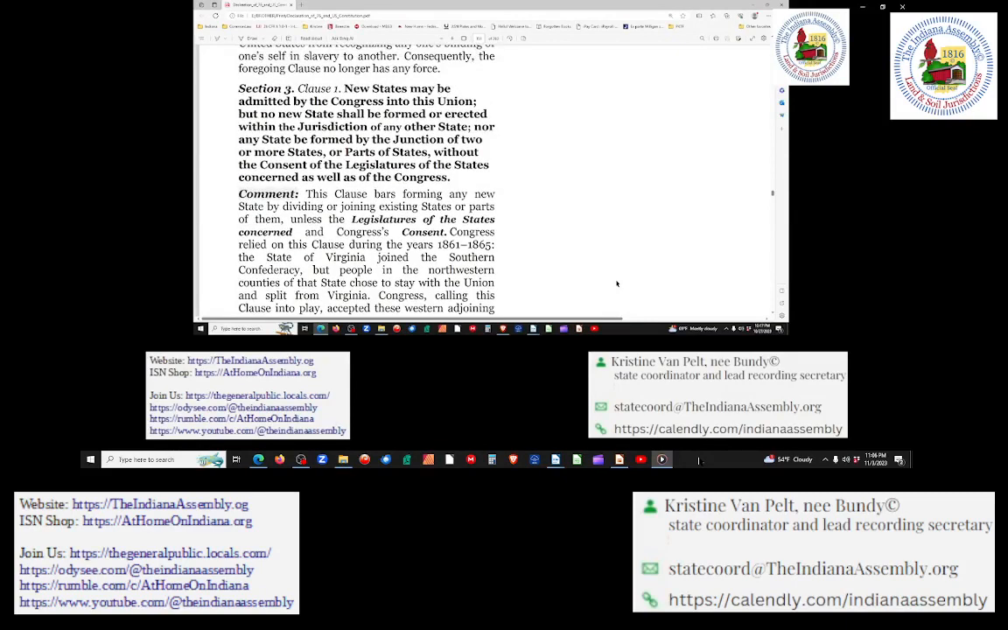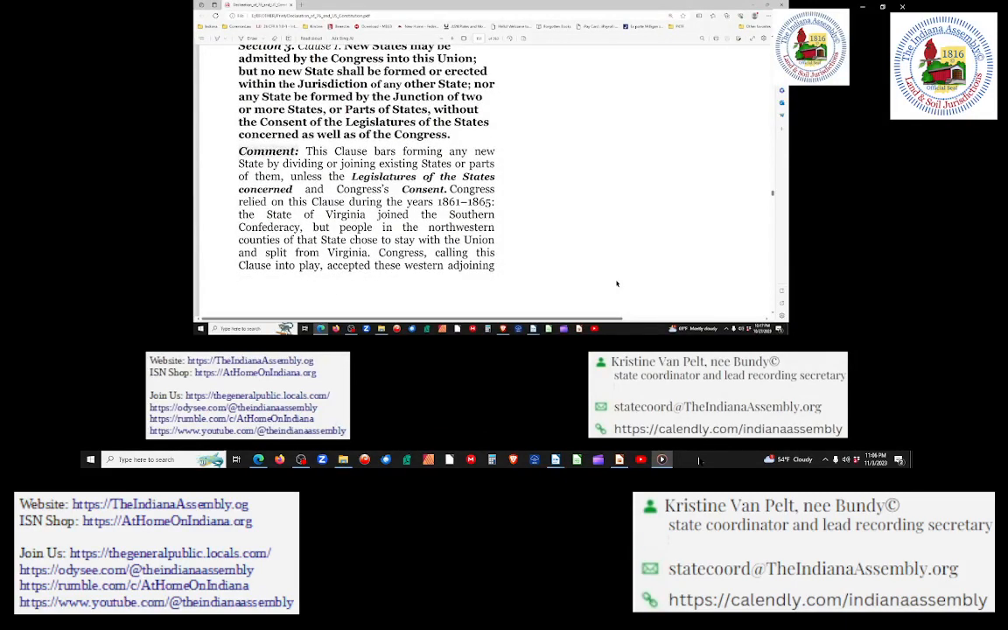Section 3, Clause 1. New states may be admitted by the Congress into this Union, but no new state shall be formed or erected within the jurisdiction of any other state, nor any state be formed by the jurisdiction of two or more states, or parts of states, without the consent of the legislatures of the states concerned, as well as the Congress. Comment. This clause bars forming any new state by dividing or joining existing states or parts of them, unless the legislatures of the states concerned and Congress consent.